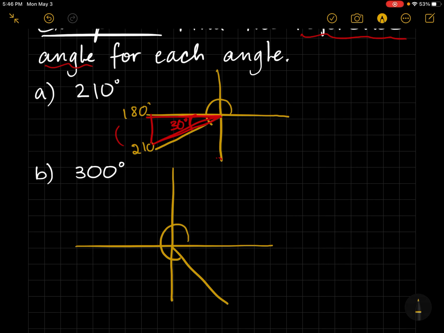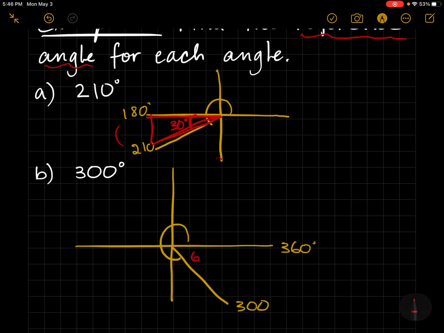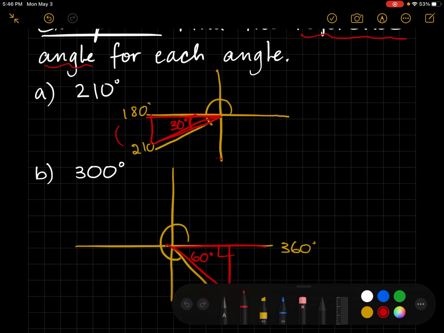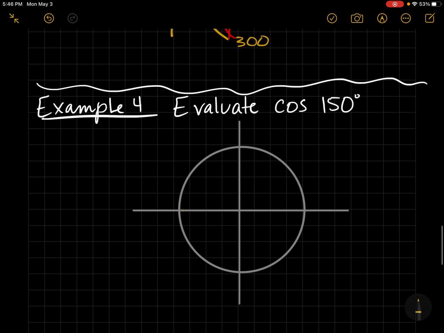So now let's do it for 300 degrees. 300, let's see. So the x-axis over here is 360 and 300 is 60 degrees away. So my reference angle is just 60 degrees. And that's going to allow me later to make a nice little right triangle with a 60-degree reference. So hopefully you're starting to see why that might become useful.